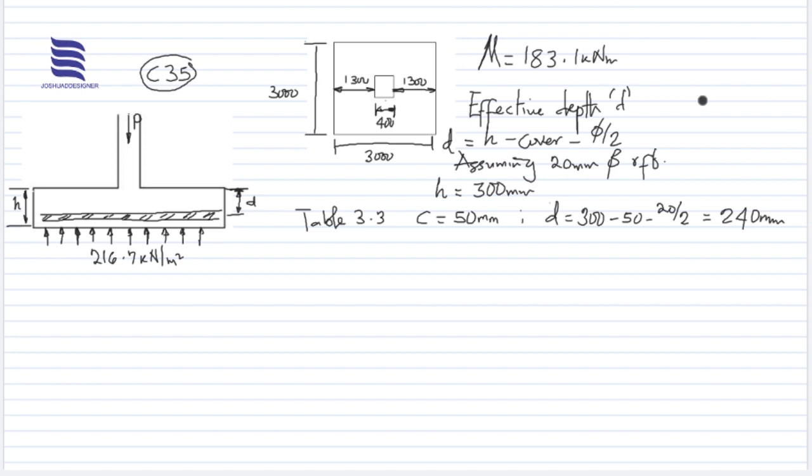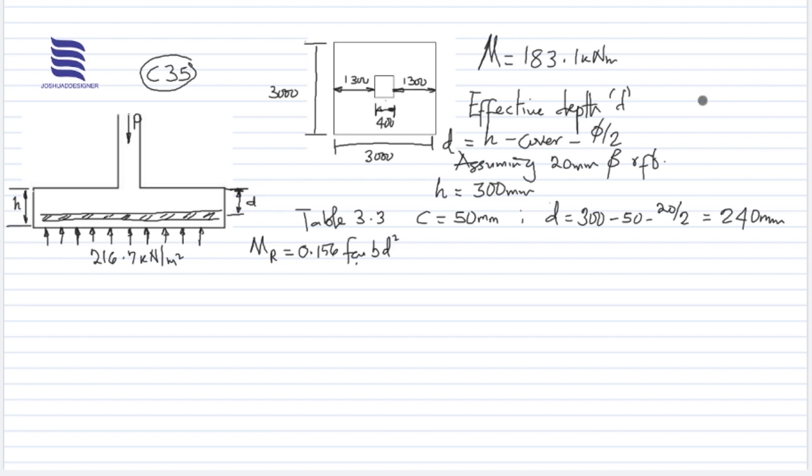Now another thing we would need to confirm is the ultimate moment of resistance. This gives us an idea of how much resistance this concrete element can actually withstand. If the moment as a result of the applied forces exceeds the moment of resistance, it means we'll have to apply compression reinforcement. To obtain that, we use the relation 0.156 FCU BD square.